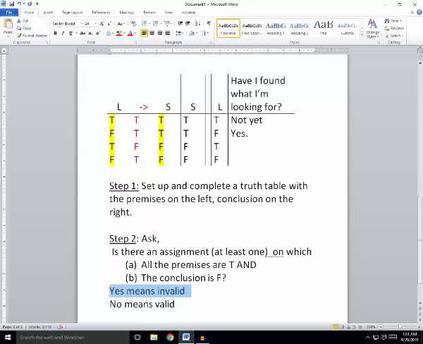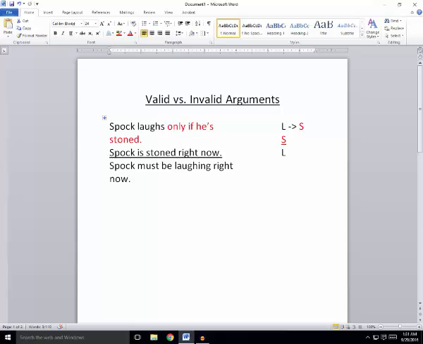Now, maybe you find that result surprising. Let's go back and look at the argument we were talking about. Spock laughs only if he's stoned, and he's stoned right now. Doesn't that mean that he must be laughing right now? It doesn't, and this is one of the tricky things about conditionals that we talked about. Only if specifies a necessary condition. It's a necessary condition for Spock to laugh, that he be stoned. That doesn't mean that he laughs if he's stoned. Maybe sometimes, even when he's stoned, he doesn't laugh, because that's how serious a guy Spock is.